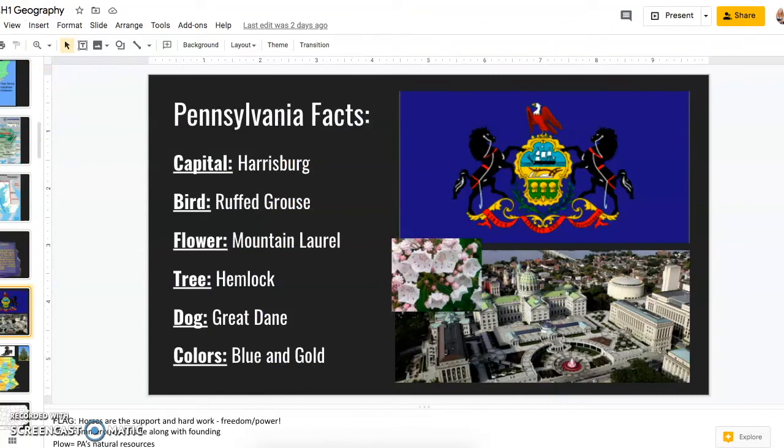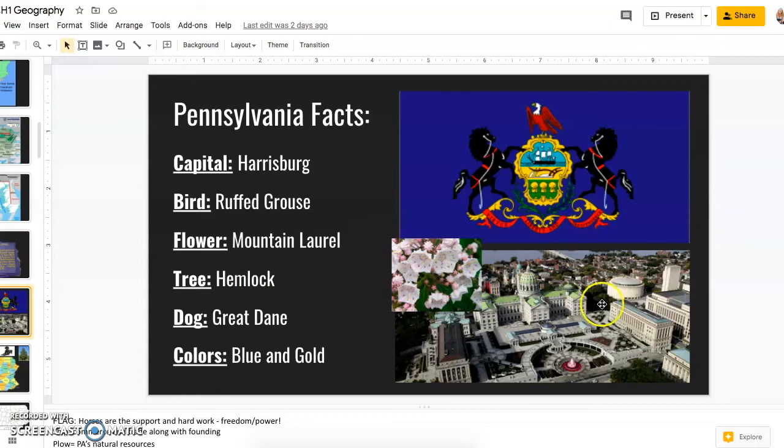Alright, sorry about that. Some basic Pennsylvania facts that your book lists: the capital is Harrisburg. Wasn't always that way, but again, we'll get into that later. I'm just trying to follow the text. The bird is the ruffed grouse. The flower is the mountain laurel. The tree is the hemlock. The dog is the Great Dane, and the colors are blue and gold.